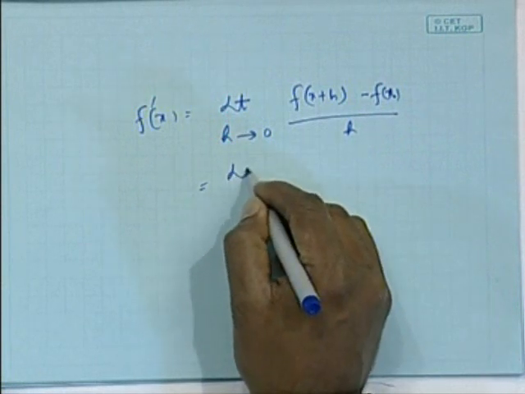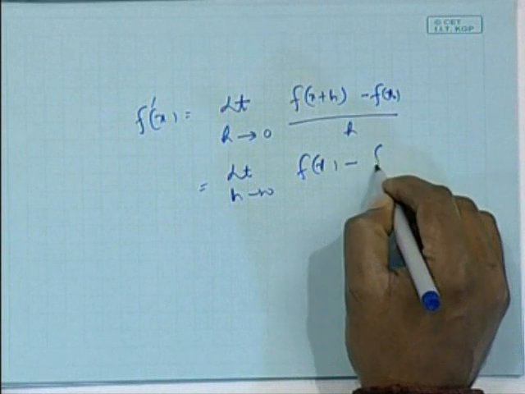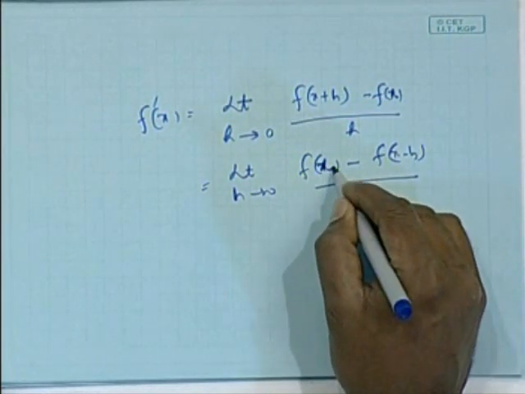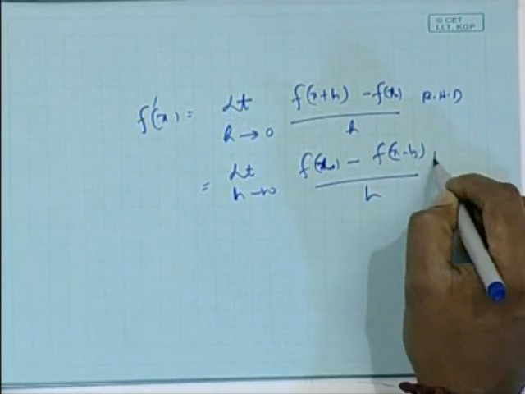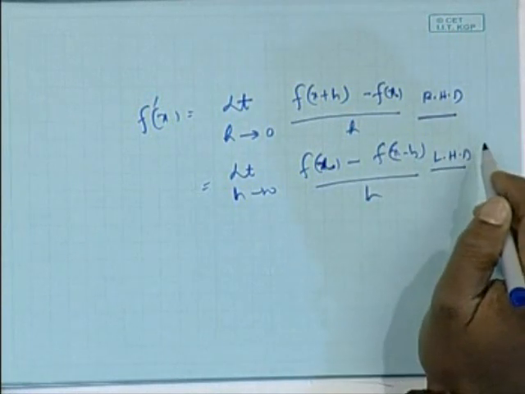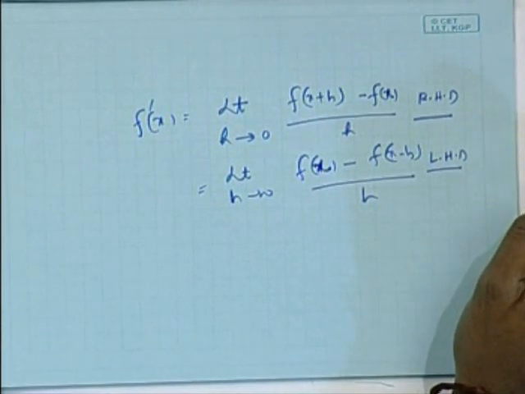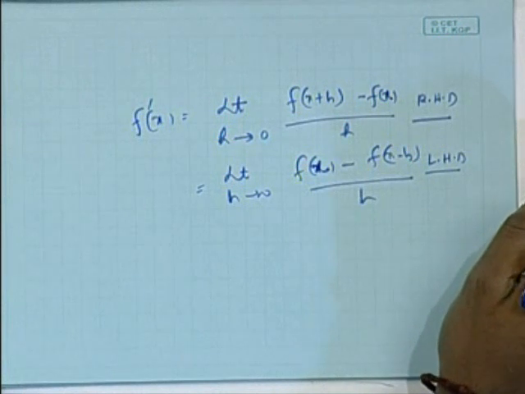Similarly, you can also have the limit h tends to 0, f of x minus f of x minus h divided by h. This is my left hand derivative, LHD. So both are the same because the function is continuous and differentiable. If the function is continuous and differentiable, the left hand derivative and right hand derivative will be the same. If the function is not differentiable, this will simply not exist.